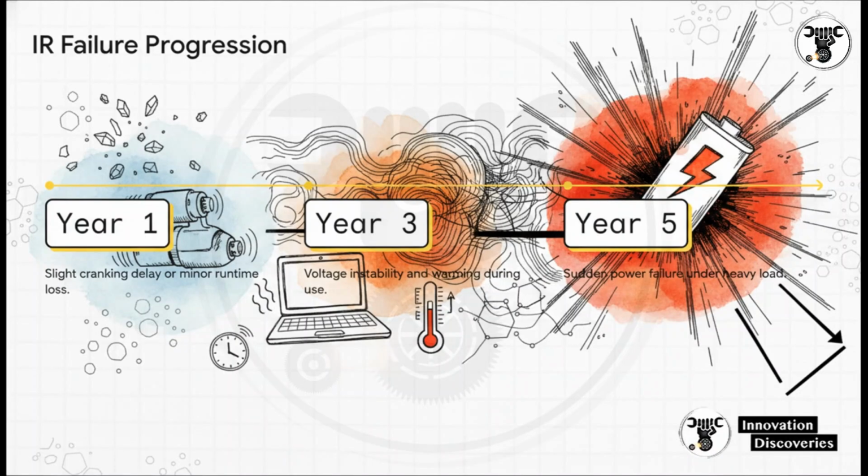In the early stages, as particle cracking starts, you might just notice a slightly slower engine crank or a minor loss of laptop runtime. By the mid-stage, as internal resistance effectively doubles, the device gets noticeably warm during use and voltage gets unstable. And by the late stage, the resistance is so severe that any heavy load causes an instantaneous voltage collapse, leading to a sudden, catastrophic power failure.